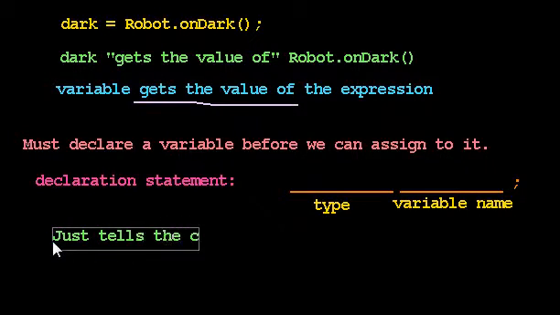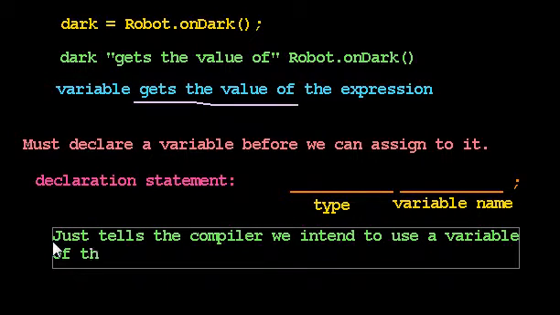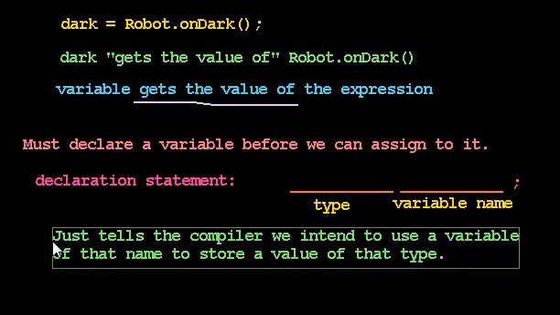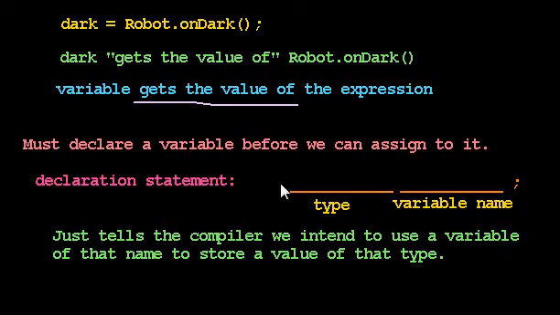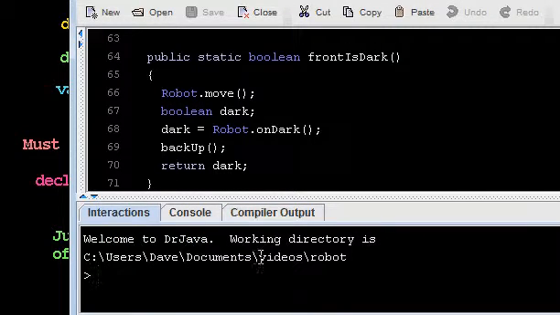It just tells the compiler we intend to use a variable of that name to store a value of that type. Right? That's all. It doesn't really do anything. It just appeases the compiler. So we don't want to get hung up. We don't want to think that this sets the value of dark to be false or anything like that. It just simply says dark is a variable I intend to use, and it will store a true or false value. And we have to do that in Java.